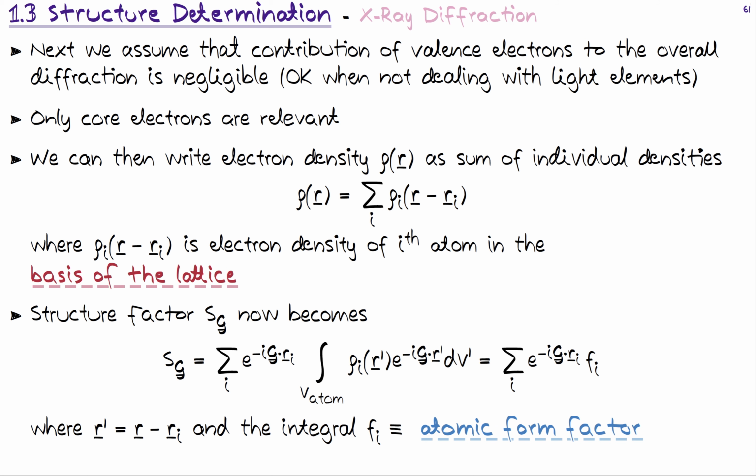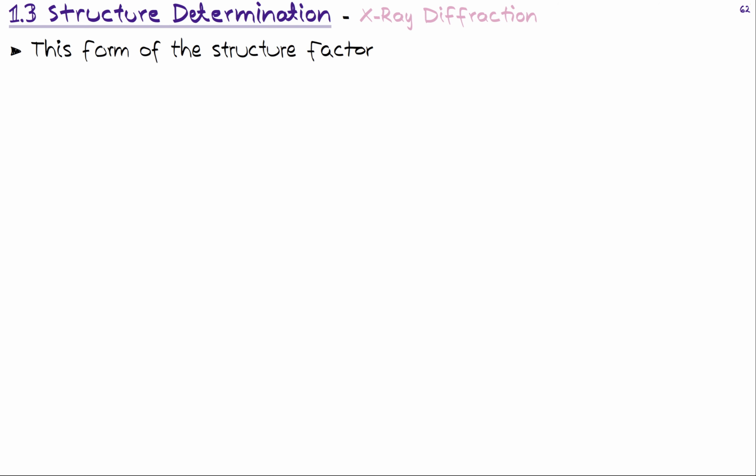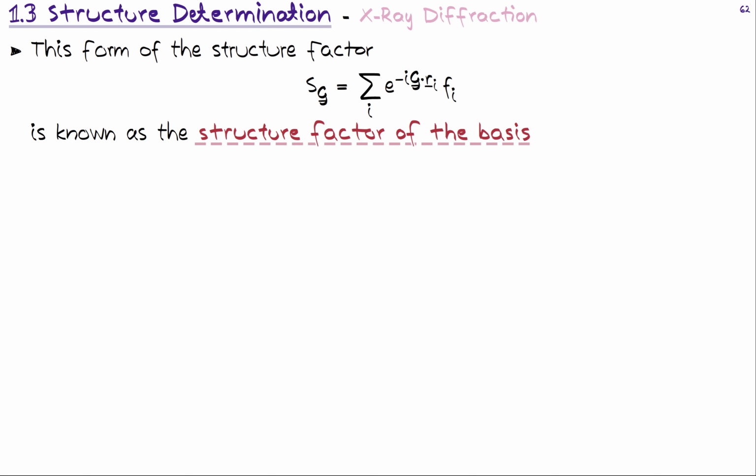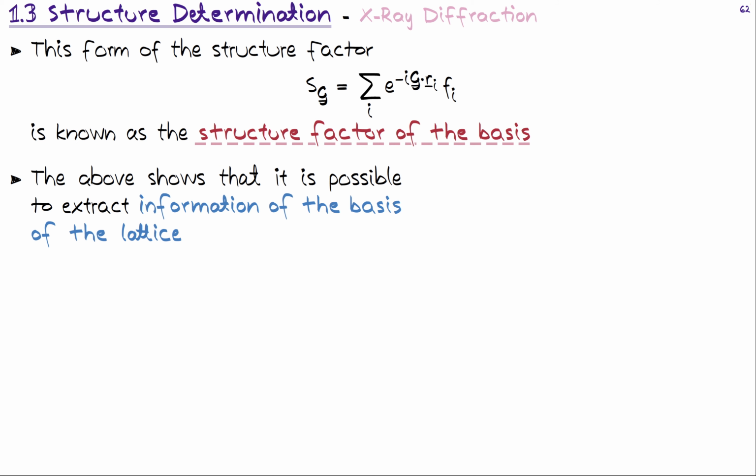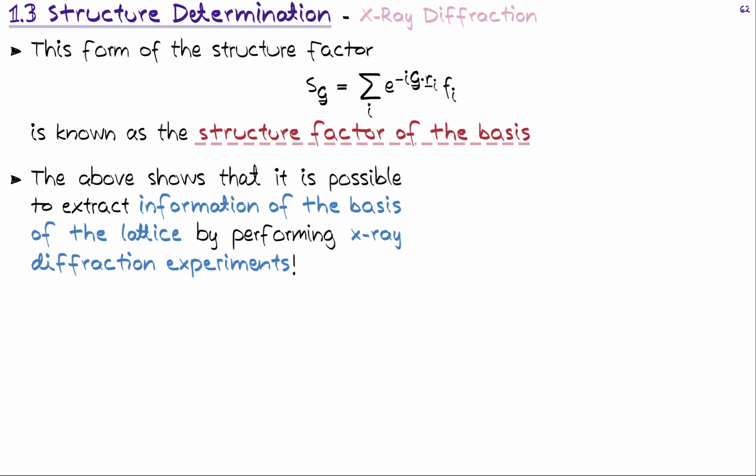So this is what we have in our notation now, and this is the form of the structure factor Sg. This is what we have discovered, that this is the form we can write. And this is known as the structure factor of the basis. What it tells us is that we can actually extract information even of the basis of the lattice when we perform X-ray diffraction experiments.